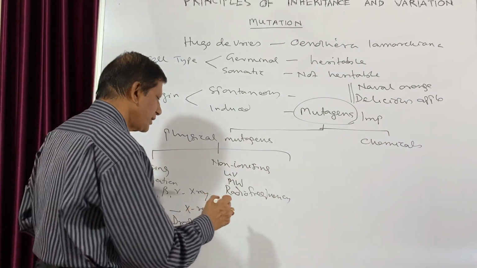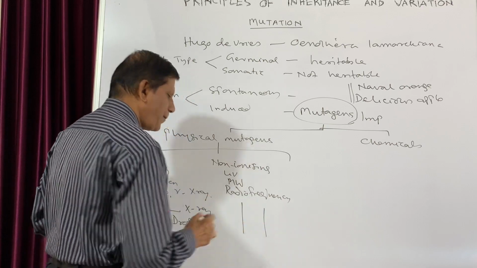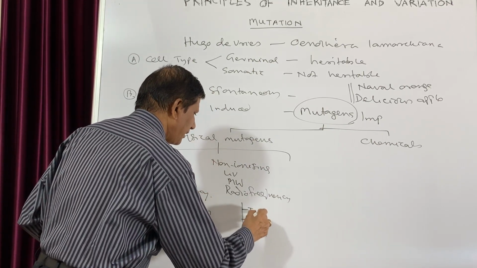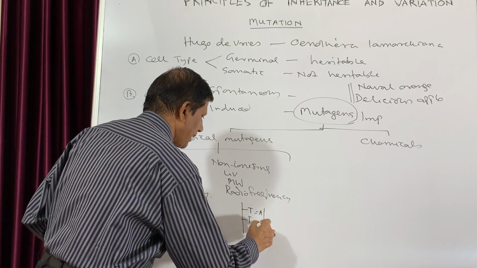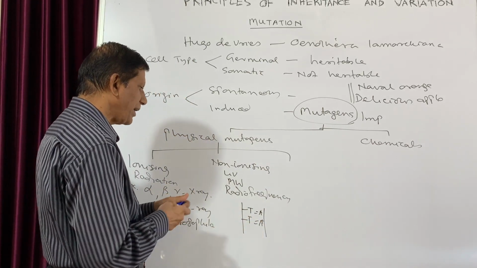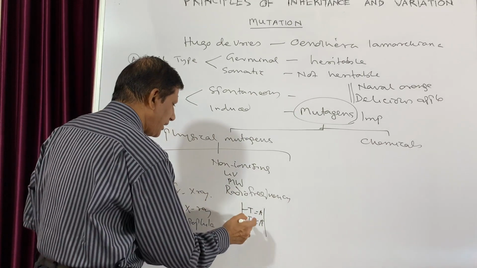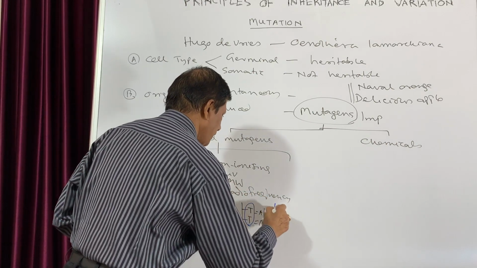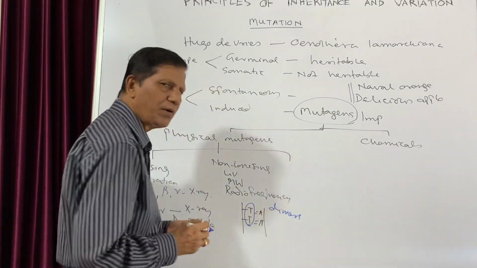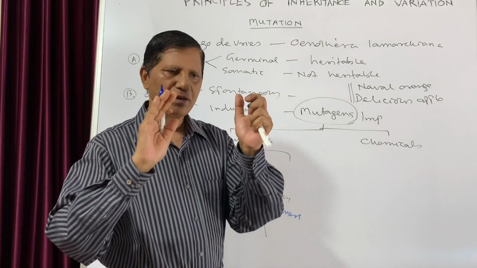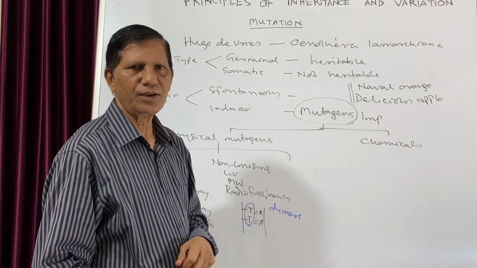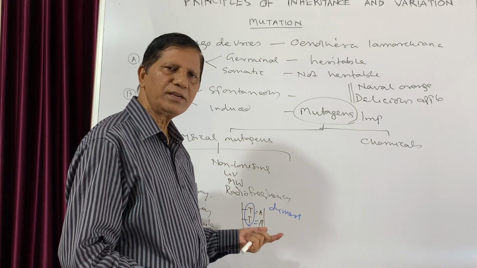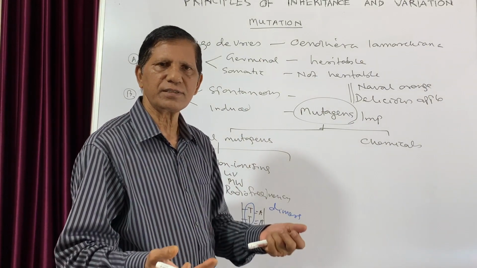How does it induce mutation? Suppose these are two strands of the DNA, and here thymine is there, here also thymine is there, then on this side it will be adenine. When we apply UV radiation, usually two adjacent thymines form dimers, thymine dimers. As a result, what happens? The entire DNA bends down, and when these two give rise to dimers, they cannot combine with the A, so it will lead to changes. It leads to mutation.